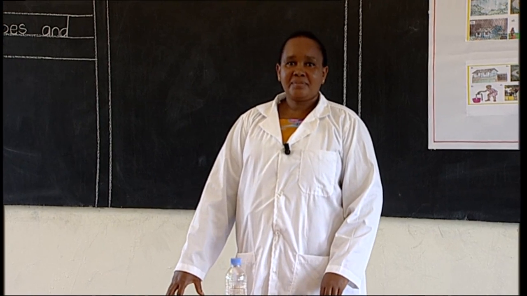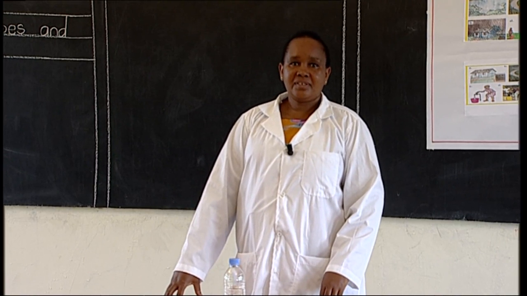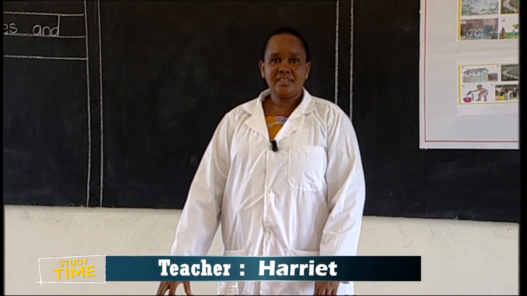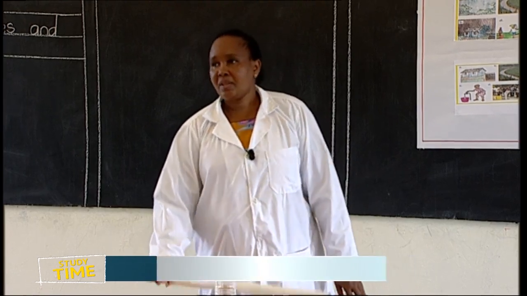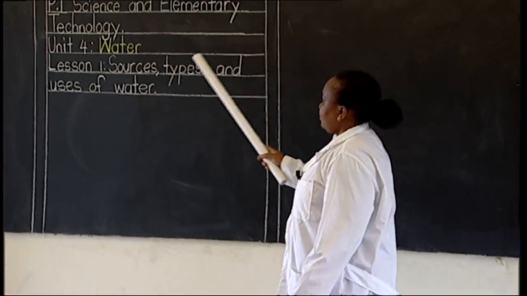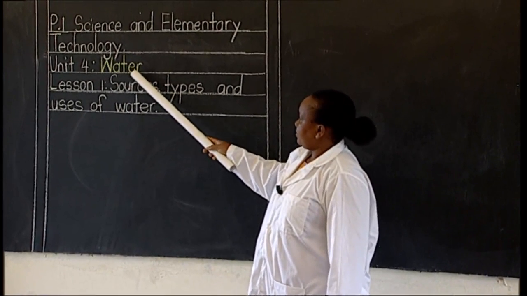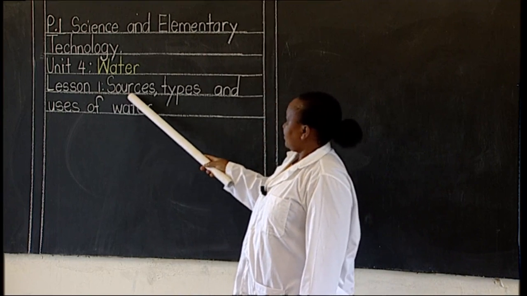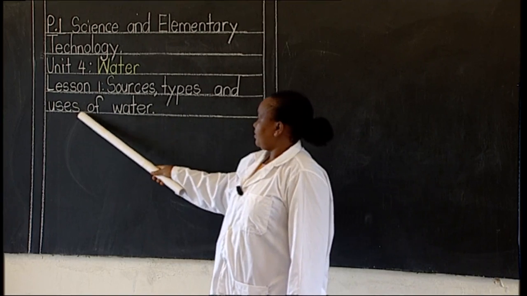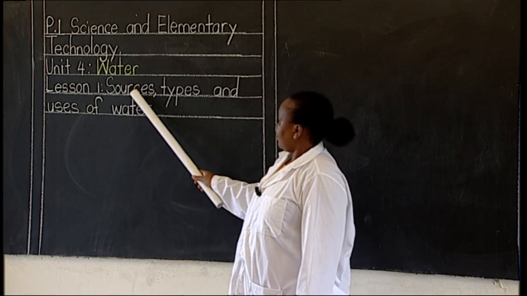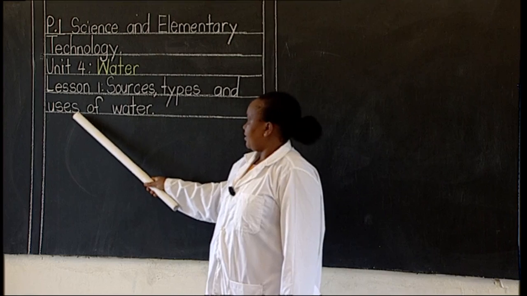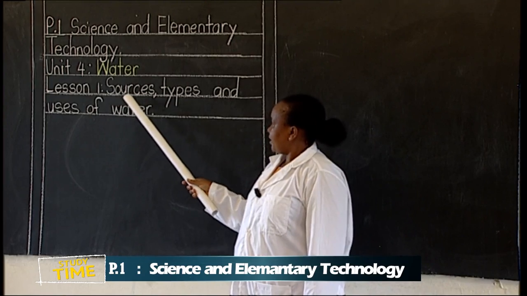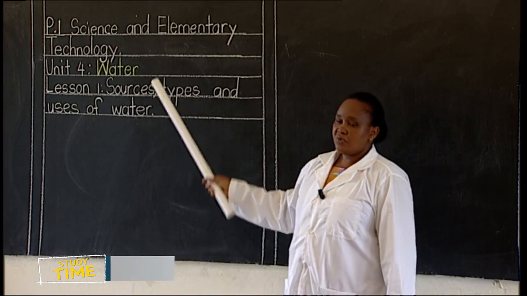Hello everybody, how are you? I'm Teacher Harriet, going to teach Science and Elementary Technology, Primary 1. Today's unit is Unit 4. We are going to look at water. The lesson is Lesson 1, Sources, Types, and Uses of Water. Specifically today, we are going to focus on sources of water.